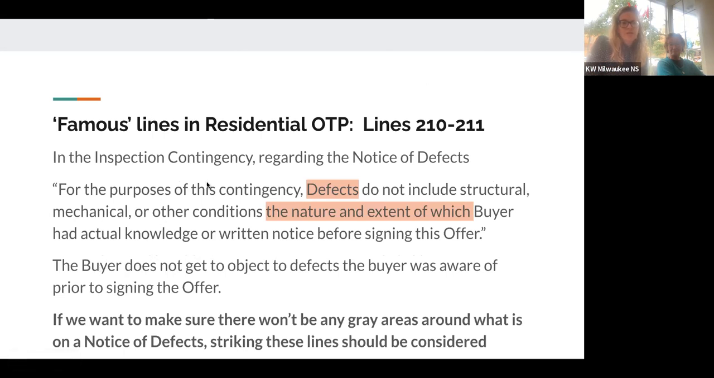In the offer to purchase on lines 210 to 211, it states, for the purposes of this contingency, defects do not include structural, mechanical, or other conditions, the nature and extent of which buyer had actual knowledge or written notice before signing this offer. This comes into play at the point of notice of defects, which we'll get into in just a moment. This is basically stating that a buyer does not have the right to serve a notice of defects on things that they've already been given disclosure on.